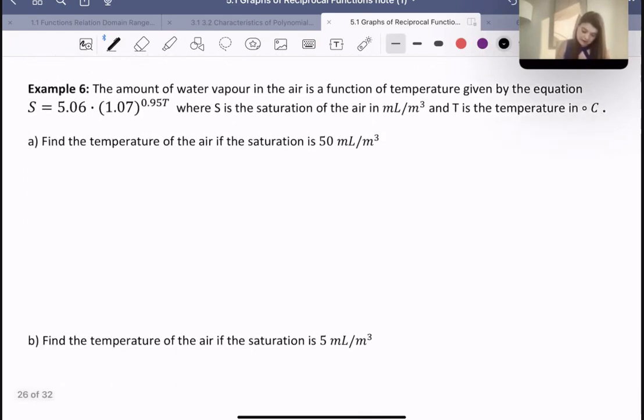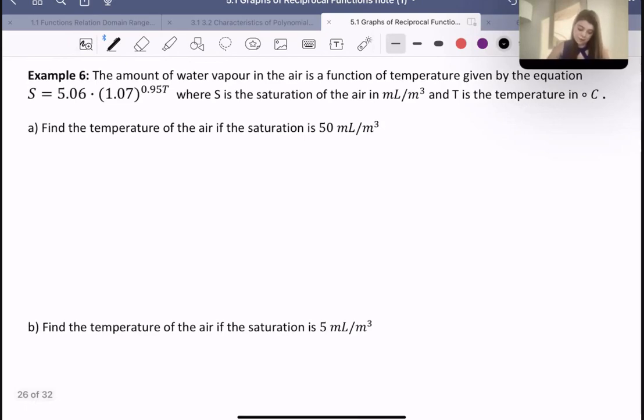All right, and then example 6 says the amount of water vapor in the air is a function of temperature given by the equation S equals 5.06 times 1.07 to the power of 0.95T, where S is the saturation of the air in milliliters per meter cubed, and T is the temperature in degrees Celsius. Find the temperature of the air if the saturation is 50 milliliters per meter cubed. Okay, so to find the temperature, we want to find T if S is 50. Okay, so let's plug that in.